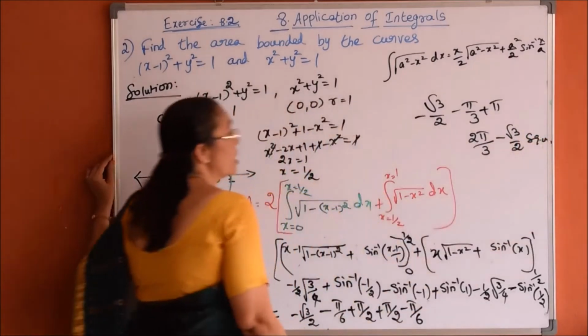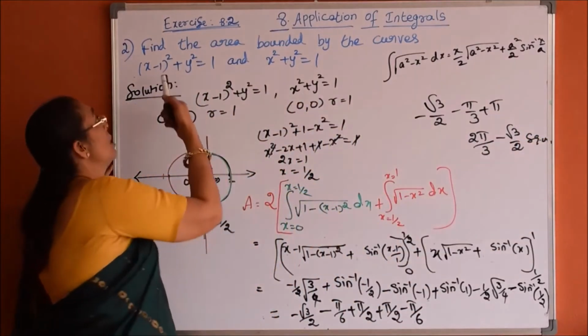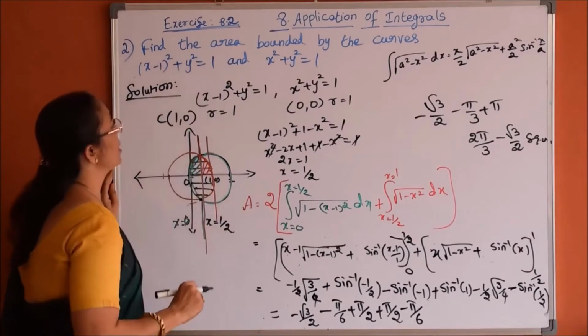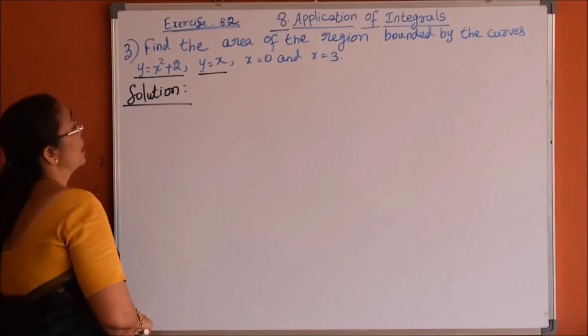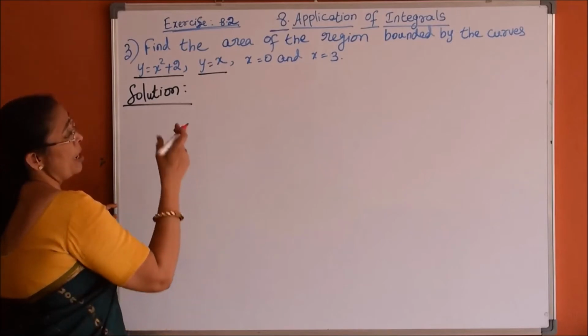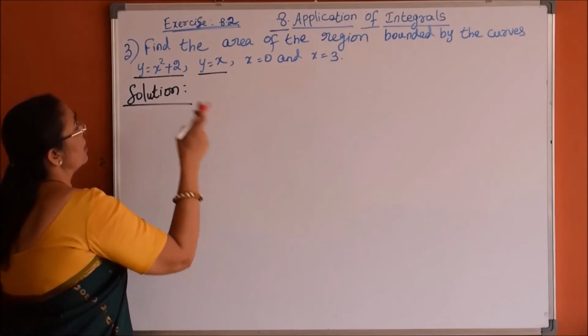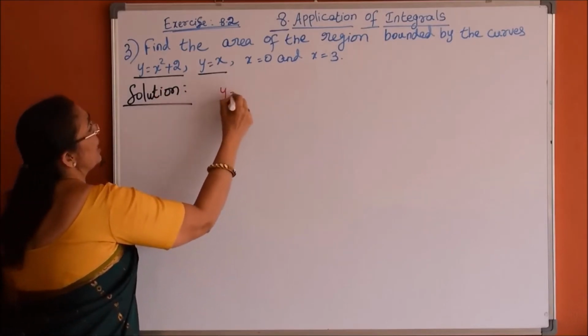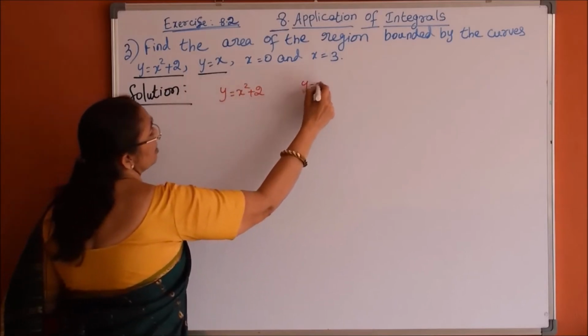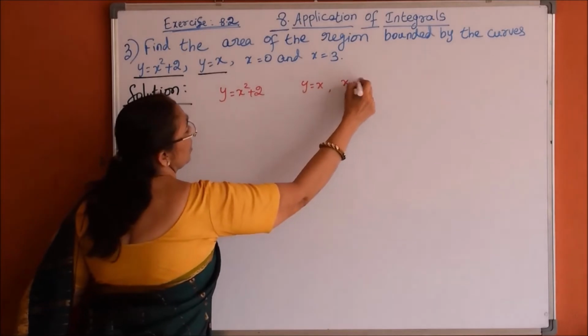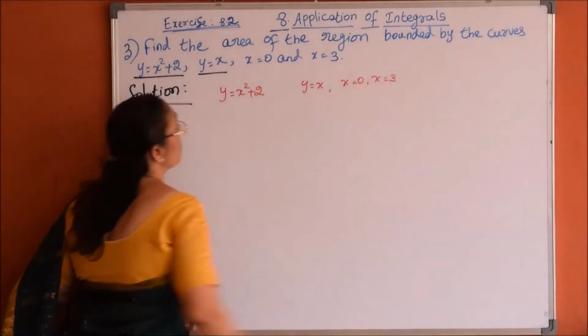This is the area covered between the two circles, x minus 1 whole square plus y square is equal to 1 and x square plus y square is equal to 1. Third problem: find the area of the region bounded by the curves y is equal to x square plus 2, y is equal to x, x is equal to 0 and x is equal to 3.